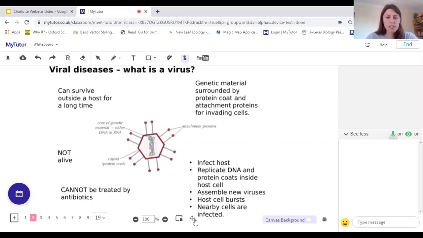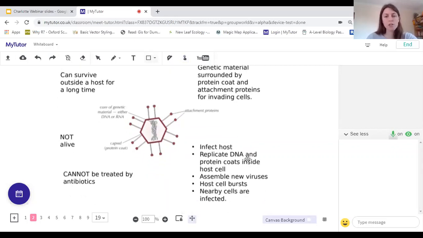So viruses infect their host, and then they replicate their DNA and their protein coats inside the cell of their host. That then allows them to build new copies of themselves. And then the host cell bursts and nearby cells are infected. It's a very neat, very quick replication process for viruses because they don't breed like bacteria as such. They replicate themselves rather than reproducing, so they just produce copies.